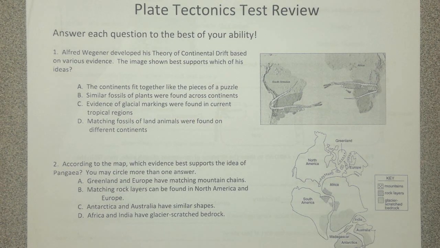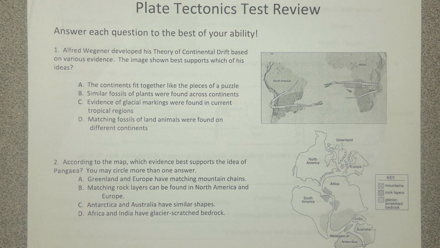Alright, so let's begin. When we started this unit, we started by talking about Alfred Wegener and his theory of continental drift. His theory was that the continents were all once joined together in one giant landmass that he named Pangaea. And his continental drift theory was based on 4 pieces of evidence.